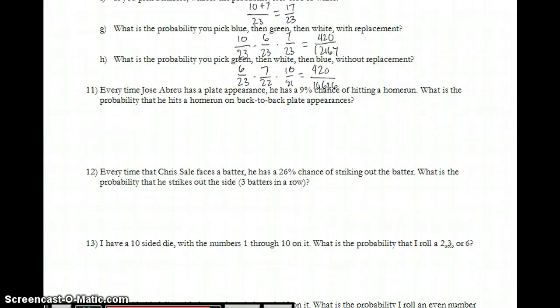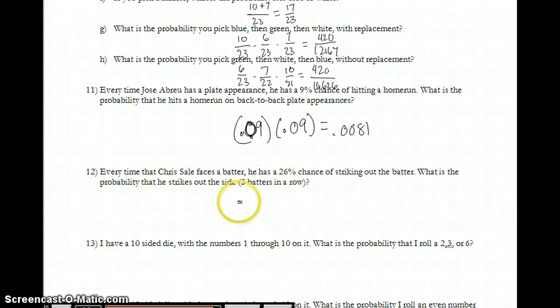All right, we've got Jose Abreu. He has a plate appearance. He's coming up to hit. He has a 9% chance of hitting a home run. What is the probability he hits a home run on back-to-back plate appearances? So he has a 9% chance the first time. That's 0.09, not 0.9. And then the second time, 0.09 again. So we have to multiply those together because it's a home run and another home run. That is 0.0081.